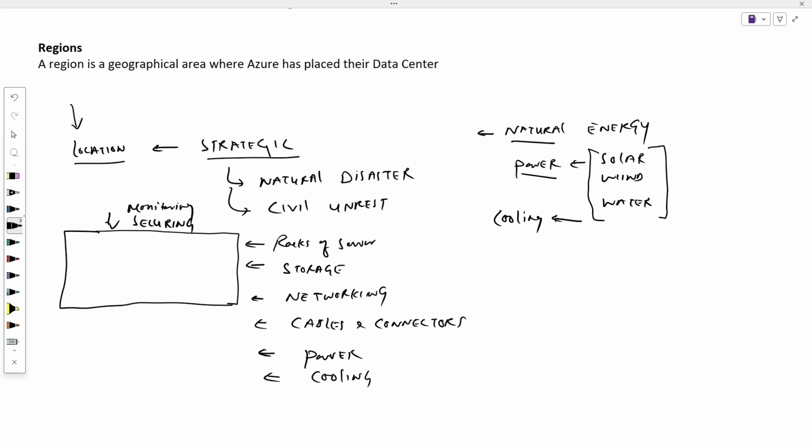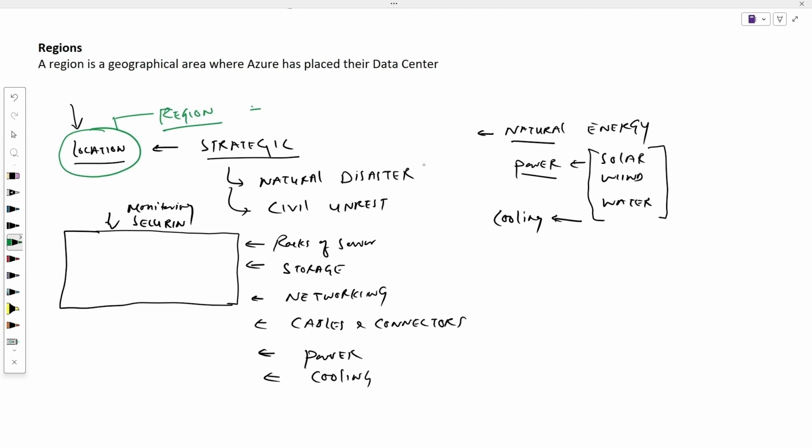If there is any problem with the data center, then there might be chances that all these businesses who are using the Azure cloud services might run out of business. It is that critical, and that is the reason why they choose the strategic location. So wherever they choose the location to build their data center, this location is called a region.